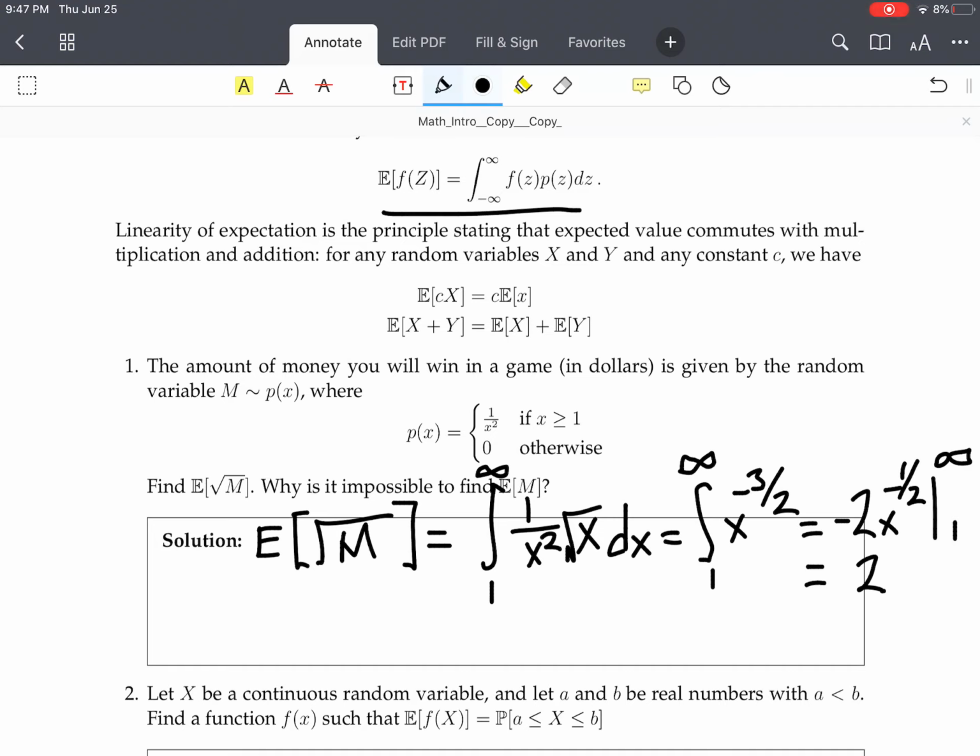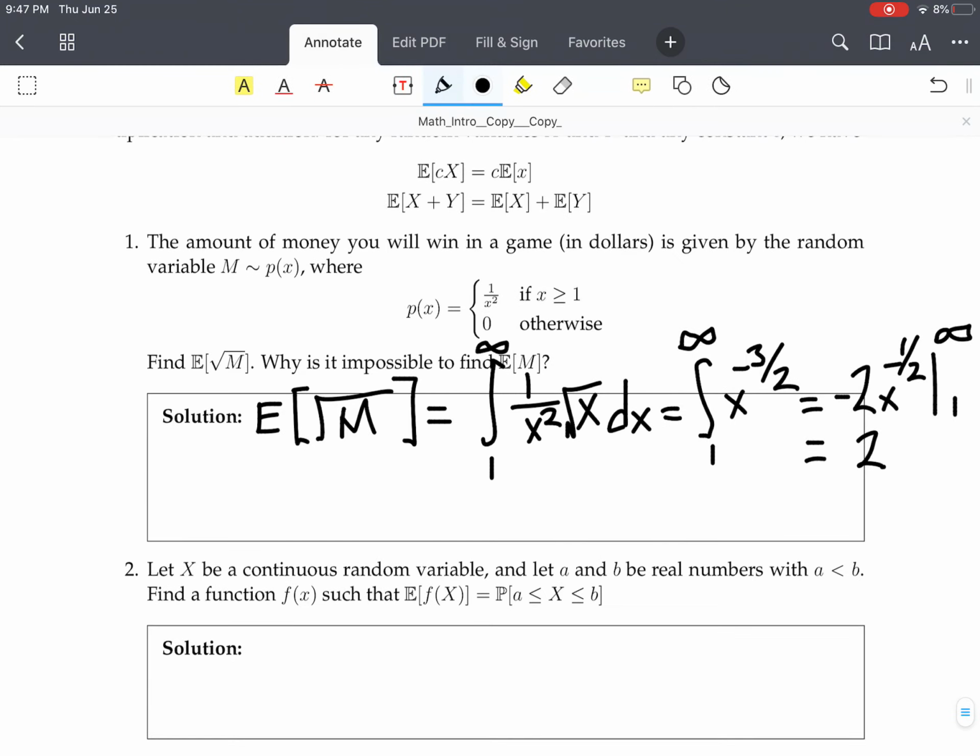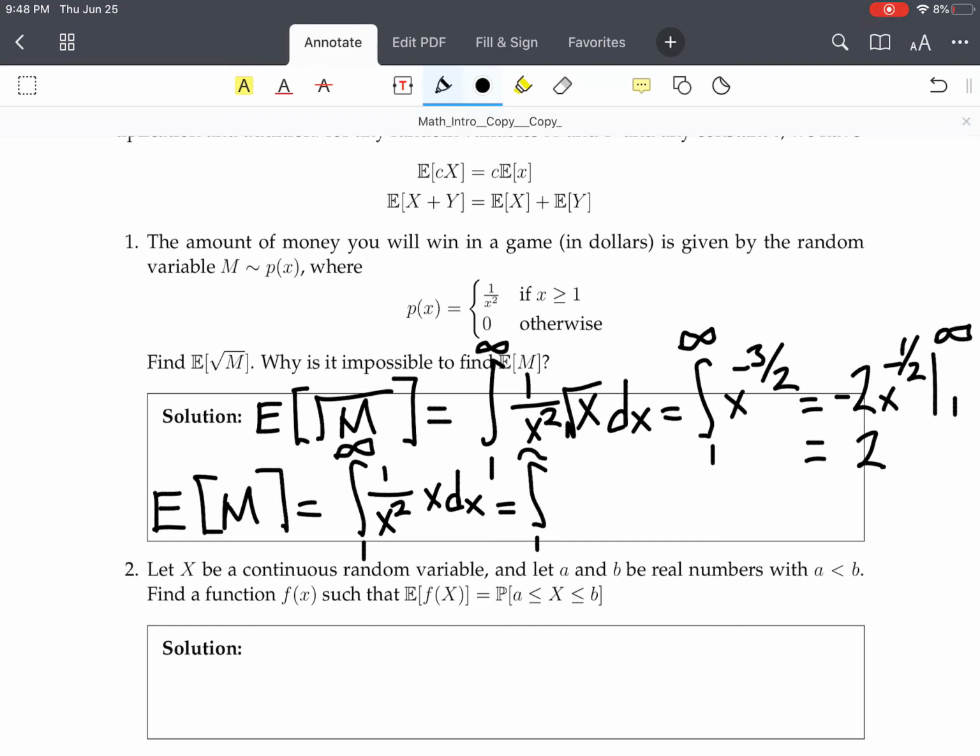So now the next part is, why is it impossible to find the expectation of m? So let's just go ahead and try it. Let's try to find the expectation of m. So expectation of m, and this is even more straightforward because there's no function we're applying. It's a similar setup. So integral from 1 to infinity of 1 over x squared, except this time it's not the square root, it's just x. We can rewrite that as the integral from 1 to infinity of 1 over x. And there we go. That's the problem.